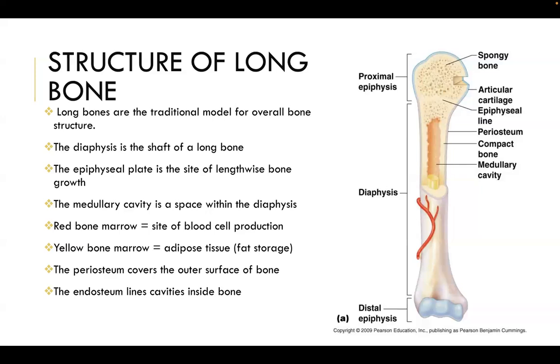And then we have the medullary canal or cavity, which is inside of the bone. And this is where yellow bone marrow will be stored. Yellow bone marrow is your energy reserves, like adipose tissue, things like that. So it's fat storage. Remember red bone marrow, which in the adult body is going to be relegated to specific sites. That's going to be the site of blood cell production, and yellow bone marrow is your fat storage.